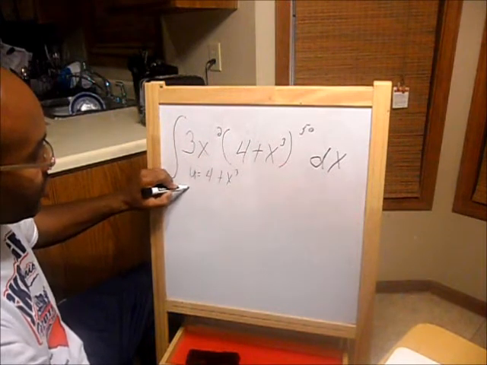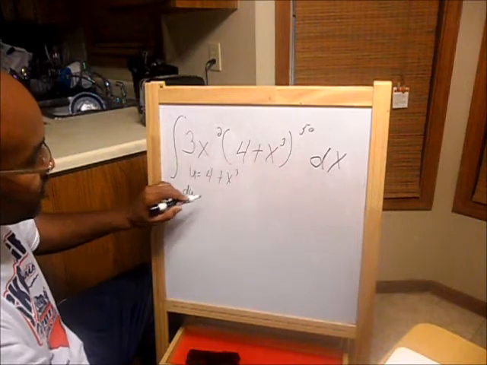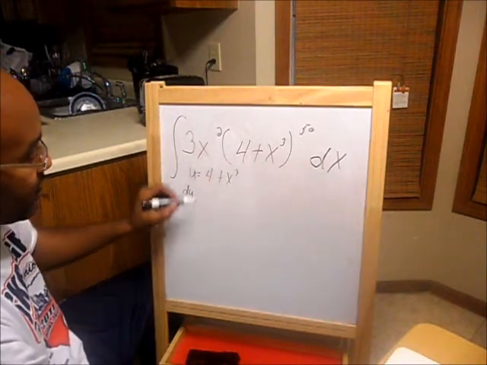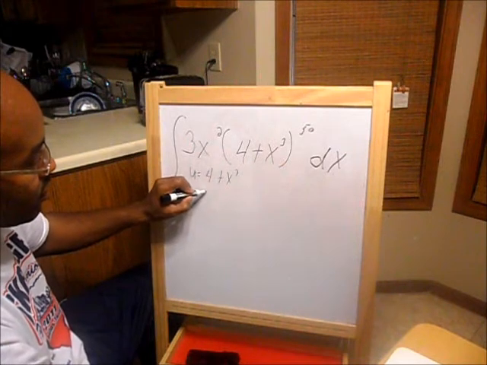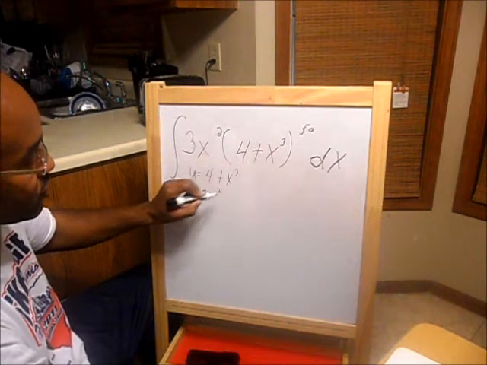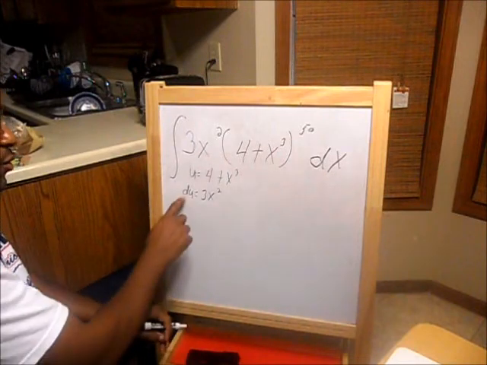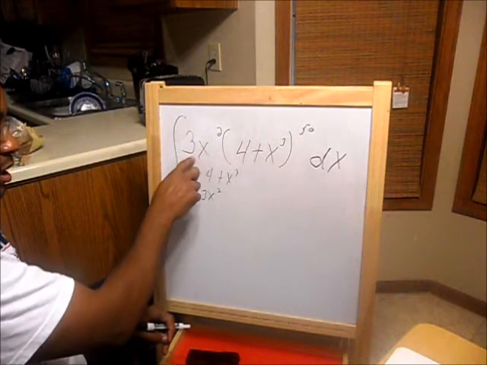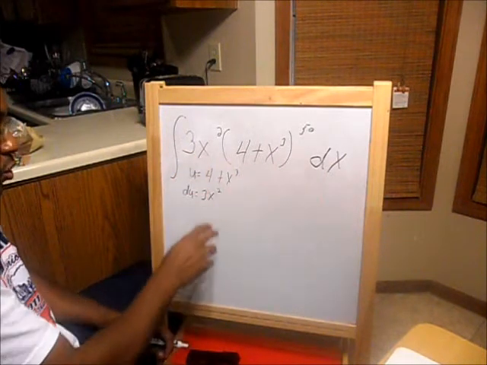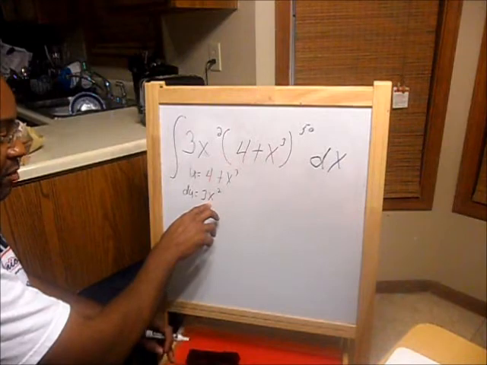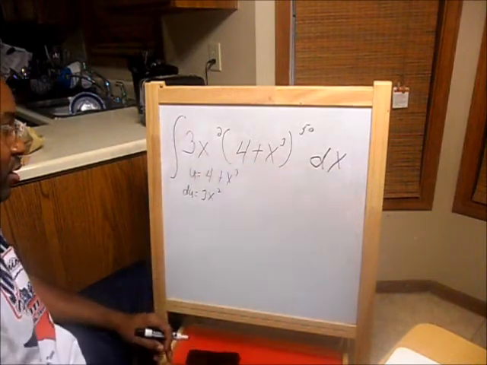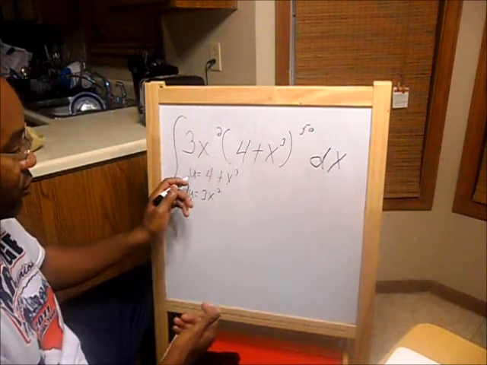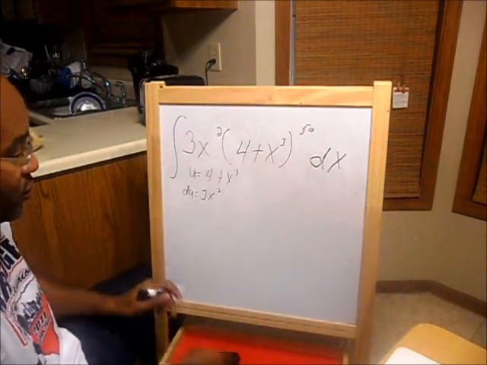Then you want to allow du to equal the derivative of 4 plus x cubed. The derivative in this case is going to be 3x squared. Now when you're here at the derivative, as long as this 3x squared equals this 3x squared, or whatever the derivative might be equals something up here, then you don't have to do anything else. You have your u, you have your du.